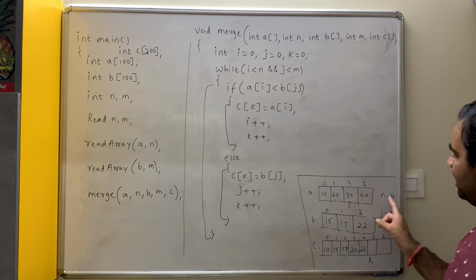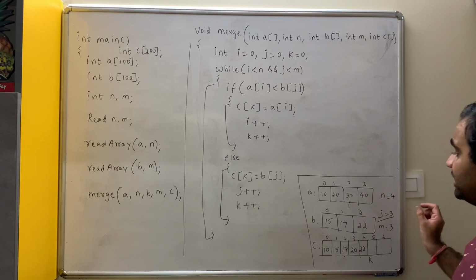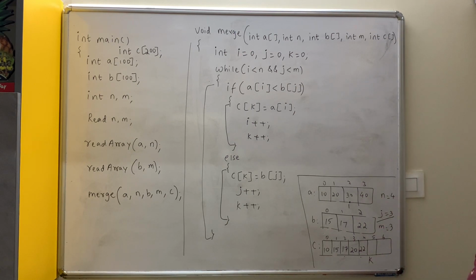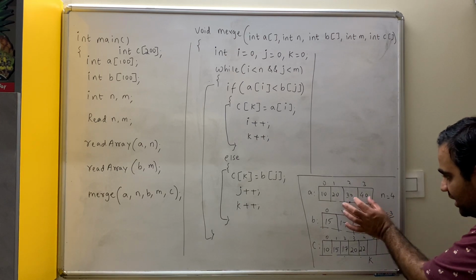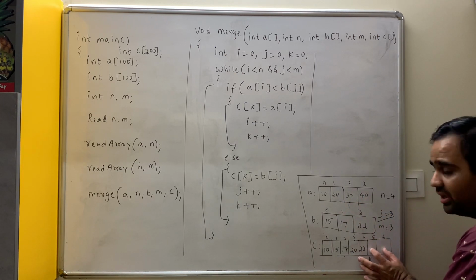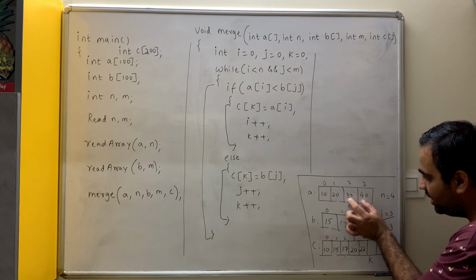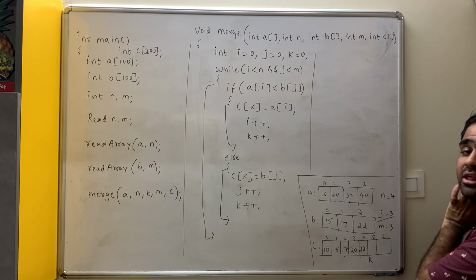I less than n. Yes. I is 2. 2 less than 4 is true. But j less than m. 3 less than 3 is false. You come out. Now I am writing code here. Whatever the elements are remaining, I have to simply copy here. Because 22 is less than all the elements from where I is pointing to.